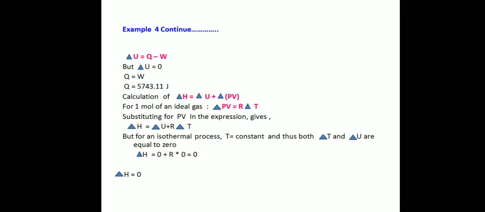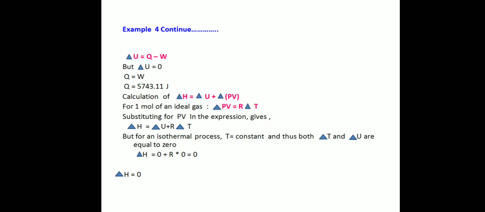to 0. Now we have to use the first law of thermodynamic equation, that is delta U is equal to Q minus W. So put the value of delta U as 0 and we get Q equal to W equation. So we already calculated that the W is 5743.11 joules and that is nothing but the Q, because with the help of first law and delta U equal to 0 value, we get Q equal to W. So the calculation of W is nothing but the Q value.